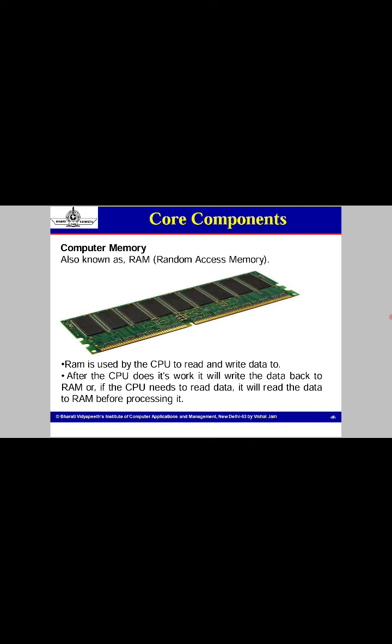So RAM is used by the CPU to read and write data. After the CPU does its work, it will write the data back to the RAM, or if the CPU needs to read data, it will read the data from RAM before processing it.